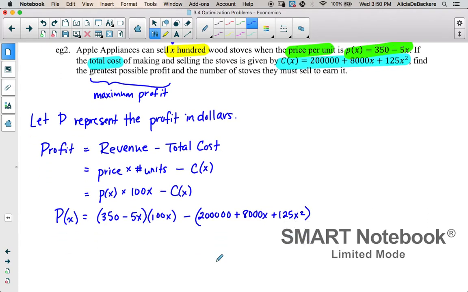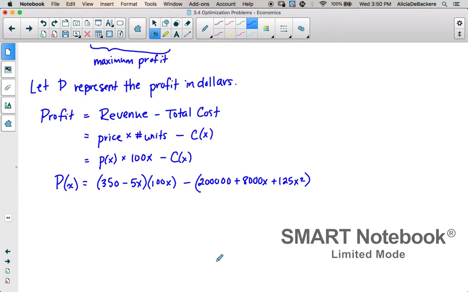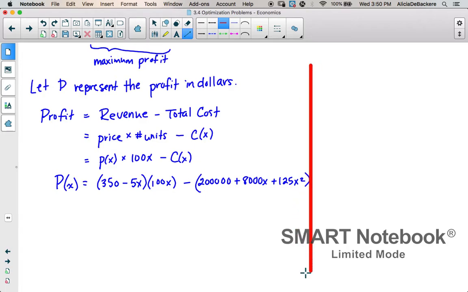All right, so we've got our equation. We still need our domain. So I'm going to come off to the side and work away on my domain. So I'm just going to kind of draw a line down my page to keep this separate.